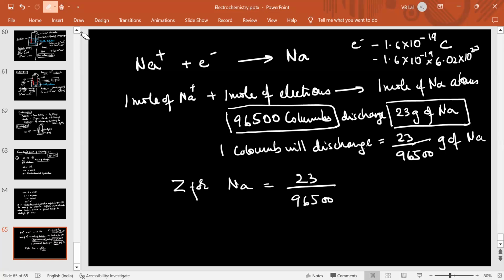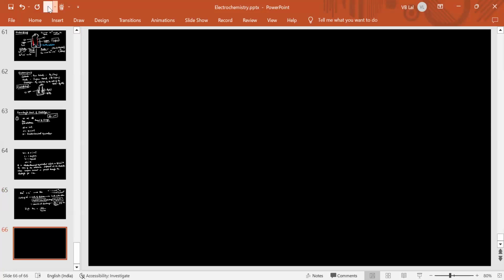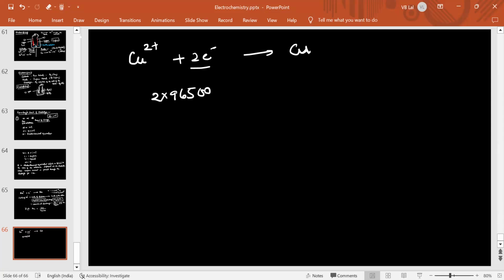Now supposing I do the same thing for copper. In the case of copper, what happens? Cu2+ plus 2e- gives you Cu. So to deposit 1 mole of copper, I will need 2 moles of electrons. For 1 mole of copper, how many moles of electrons do I need? 2. So 2 into 96500 coulombs discharge 1 mole of copper.